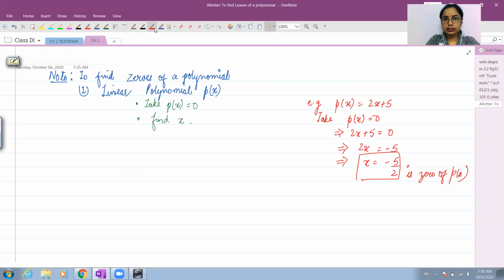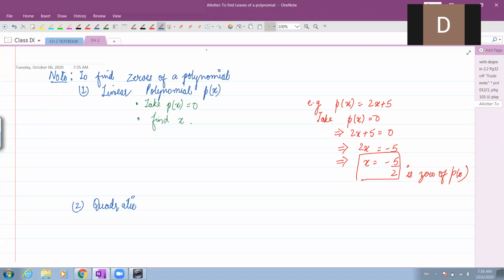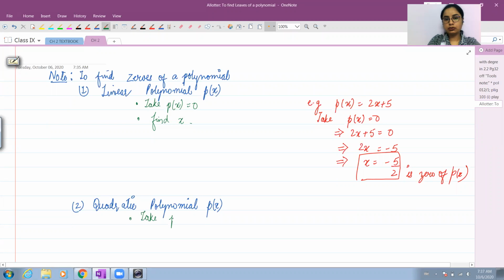This is what we discussed yesterday. Now we are moving on to the next polynomial, that is the quadratic polynomial. Again, the first step is to take P(x) equals 0, meaning we will be converting the polynomial into a polynomial equation. Then after that, we want to factorize the polynomial into linear factors.